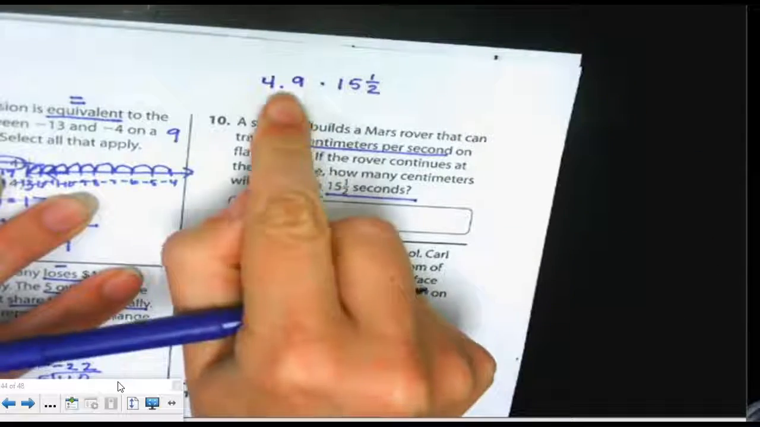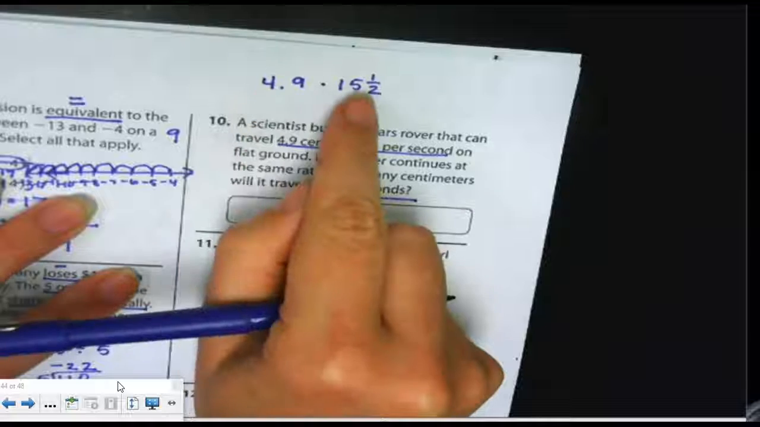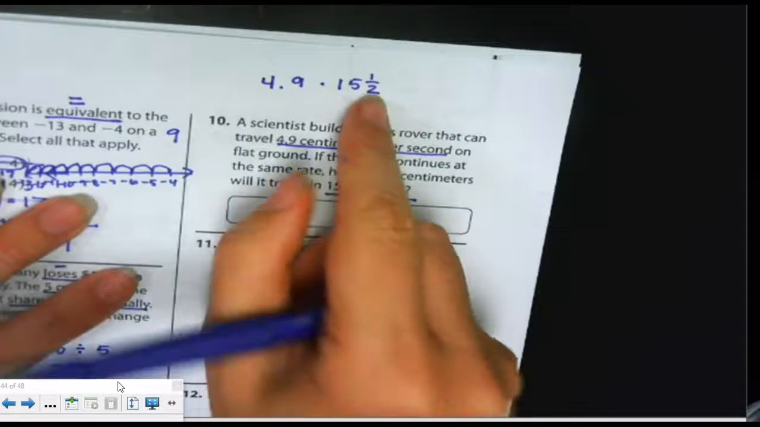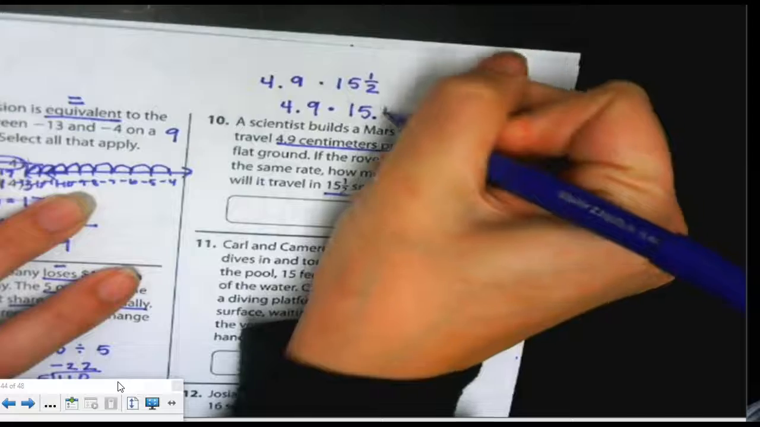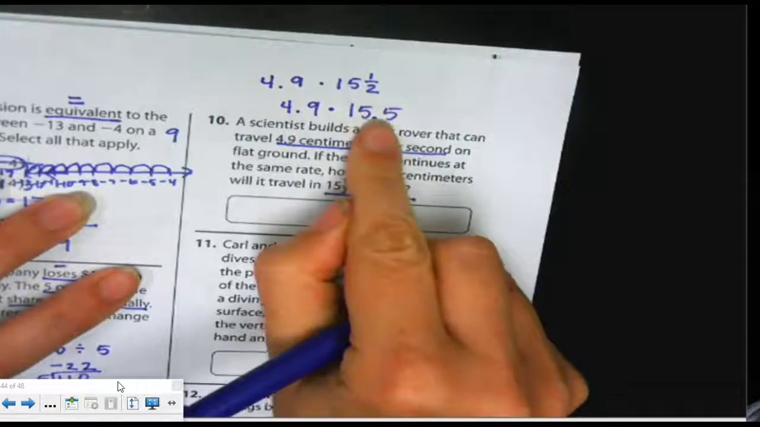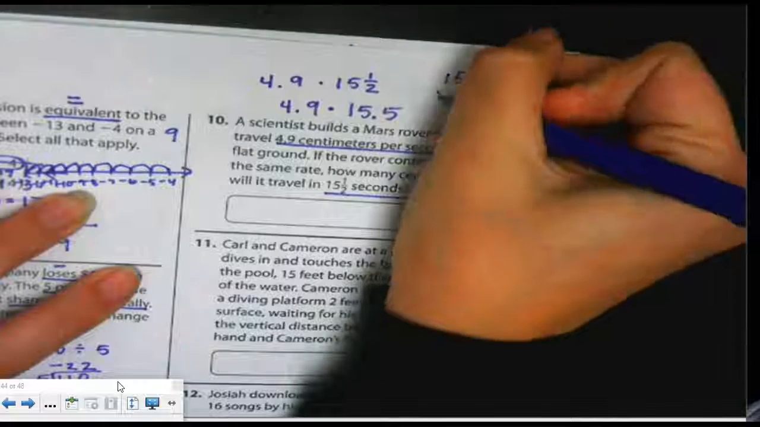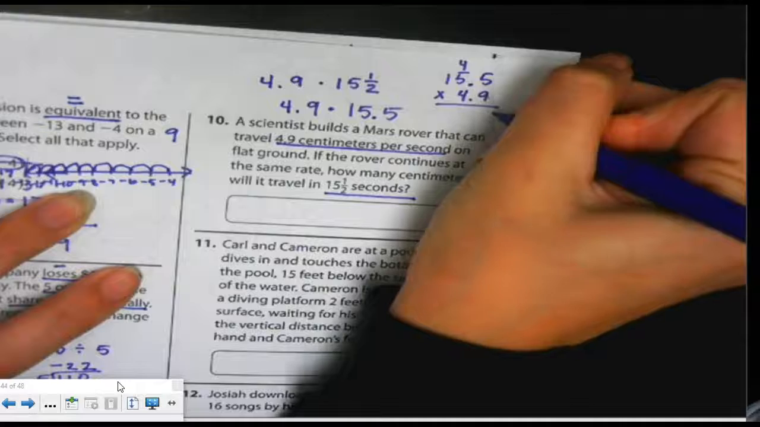I do not want to deal with decimals and fractions, so you can either change your decimal into a fraction or your fraction to a decimal. Since 1/2 I know is equal to 0.5, I'm actually just going to do 4.9 times 15.5. When I multiply, I'm always going to multiply the bigger number on top, so I'm going to do 15.5 times 4.9. 5 times 9 is 45.